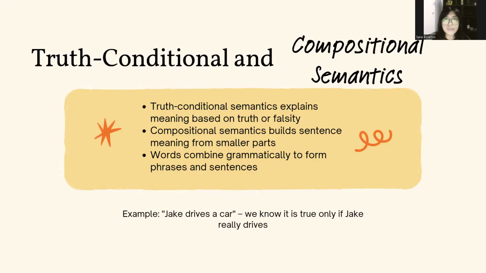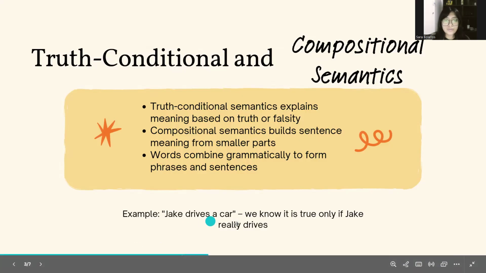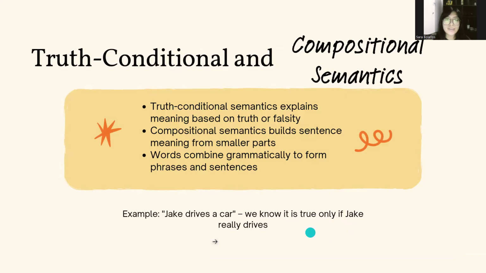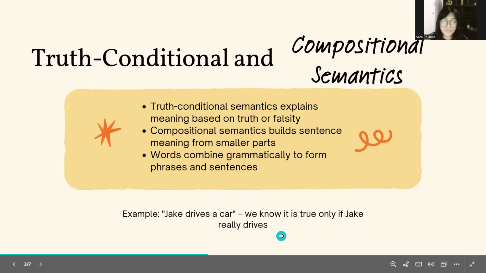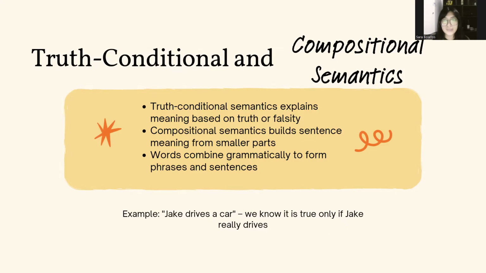We put together the meaning of words like Jake drives a car to understand the whole sentence. The grammatical order matters too. Jake drives a car is a different form from car drives Jake. Both approaches help us explain how speakers understand sentences. In the end, truth conditional semantics focuses on reality, while compositional semantics focuses on how we combine meanings.